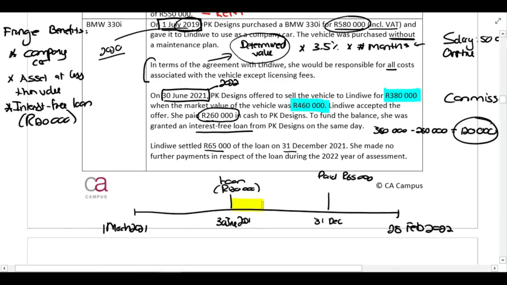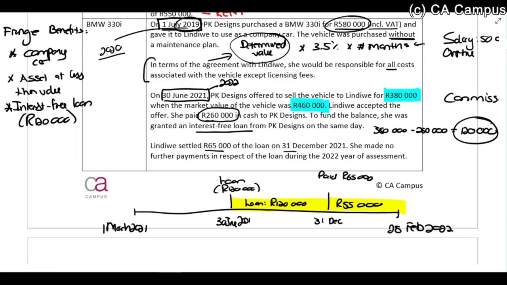So for this period of time over here, the loan is 120,000. And then for the next period, the loan is 55,000. Okay, still an interest-free loan. You will still calculate the interest that should have been paid, the fringe benefit for this entire period.